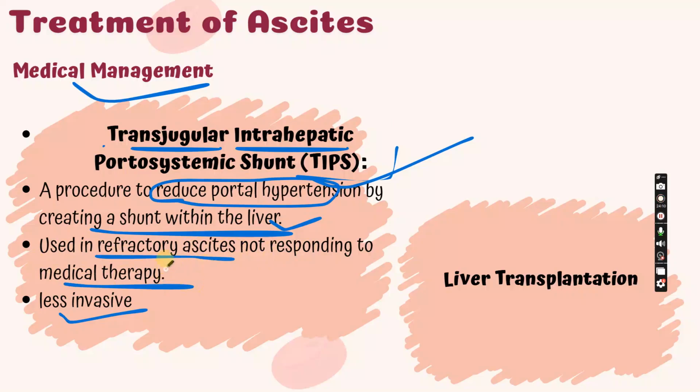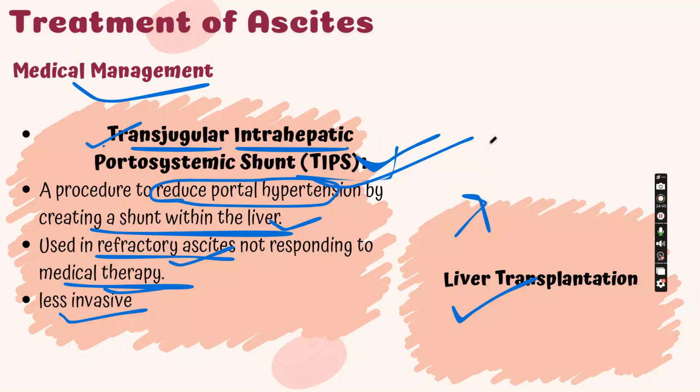If your patient has refractory ascites and he or she is not responding well, or there is no progress in the recovery or wellness of the patient, then we'll go for the transjugular intrahepatic portosystemic shunt, also known as TIPS in short form. And the last resort is liver transplantation. If nothing works, then we'll have to go for liver transplantation.